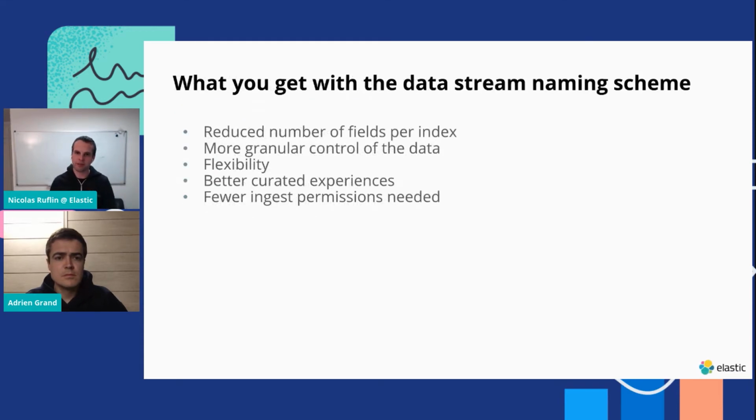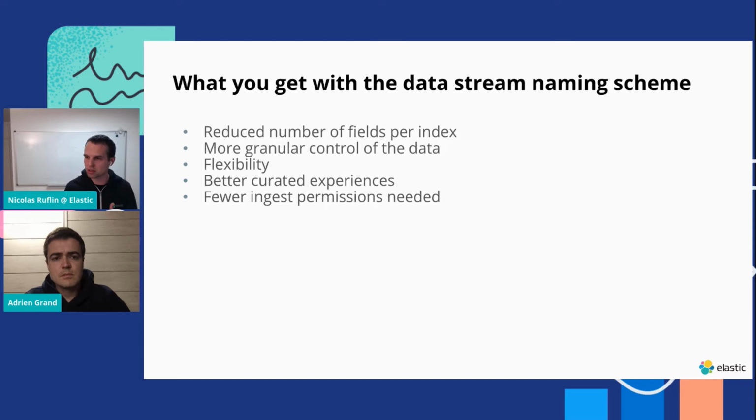So what do you get with that data stream naming scheme? First, you reduce the number of fields per index because you specify a dataset for your data. Only data with the same mapping goes into the same index. Next, because you have a data stream per dataset, per namespace, you get much more granular control over your data. You can specify security, you can specify ILM, all on that specific data stream.